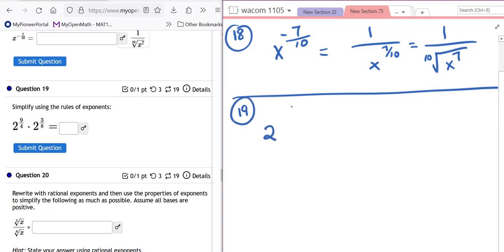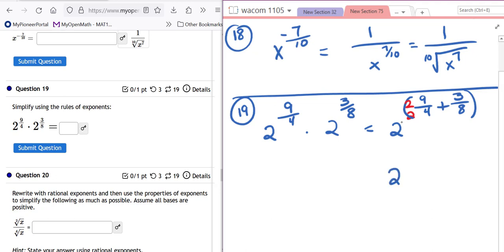19. We have 2 to the 9/4 times 2 to the 3/8. Right? Think of these 2's as x's. And the rule would say keep the base and add the exponents. So keep the base, add the exponents. And then if you're adding fractions, you have to have a common denominator. So an 8 would work here. We need to get a 2 on this one.